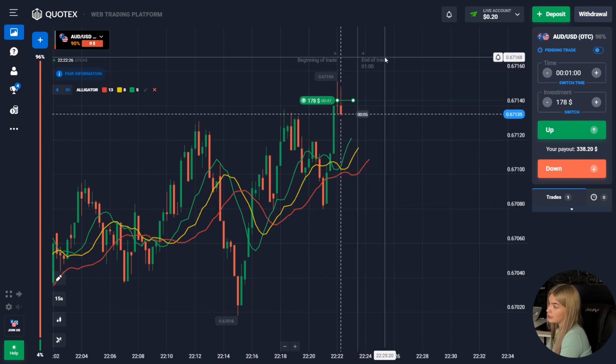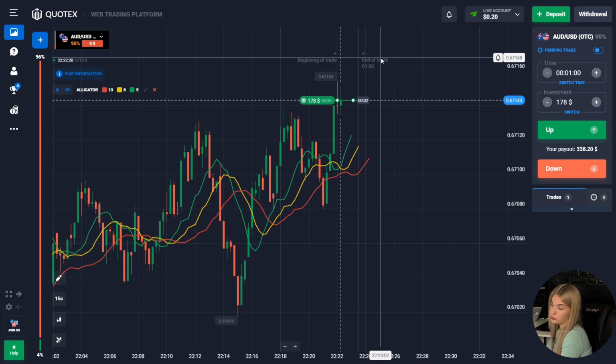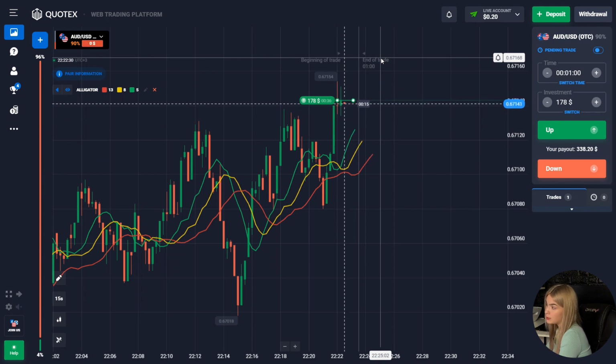Therefore, I think that in the near future, the price will continue to move in an uptrend and we will try to make money on such growth here. And so guys, let's wait for the end of our deal.